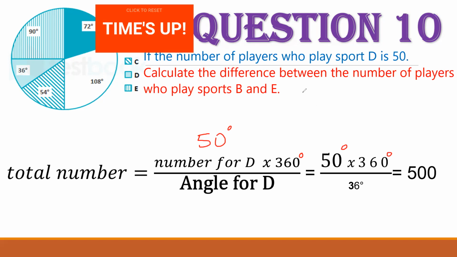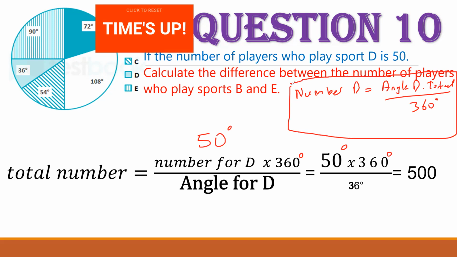So what was the formula to get the number for any of these? Number for D equals angle for D times total over 360, right? It was like that. Do you remember? For the other, it's the same, but it's fine. We calculate like that: number for D equals angle for D times total number over 360. So you are making cross multiplication and dividing by the angle for D. Okay, long way.